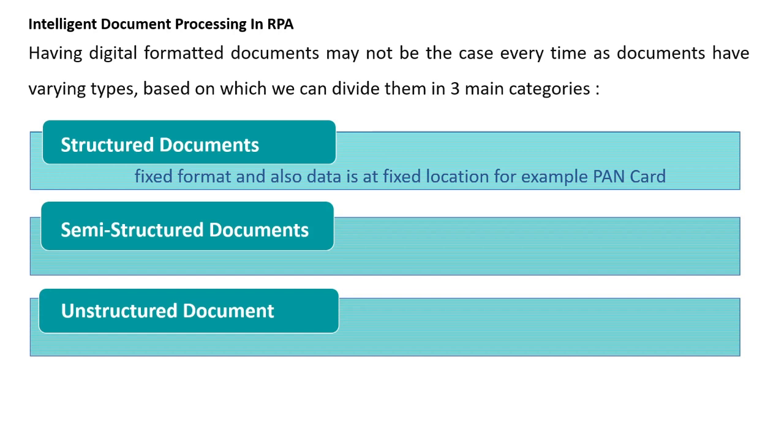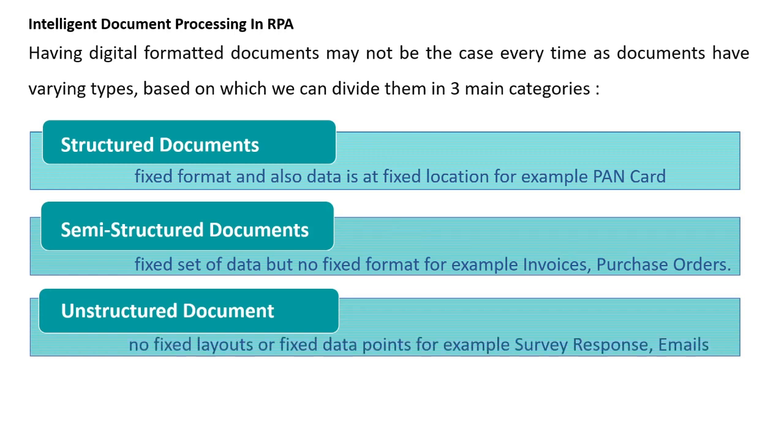Then we have semi-structured documents, which have a fixed set of data but no fixed format. For example, invoices and purchase orders. There, the data is available on the page. The name of the company will be on the page, but it is not necessary that it is at the same position. Some companies prefer it at the extreme left, extreme right, or in the middle. Many positions are possible.